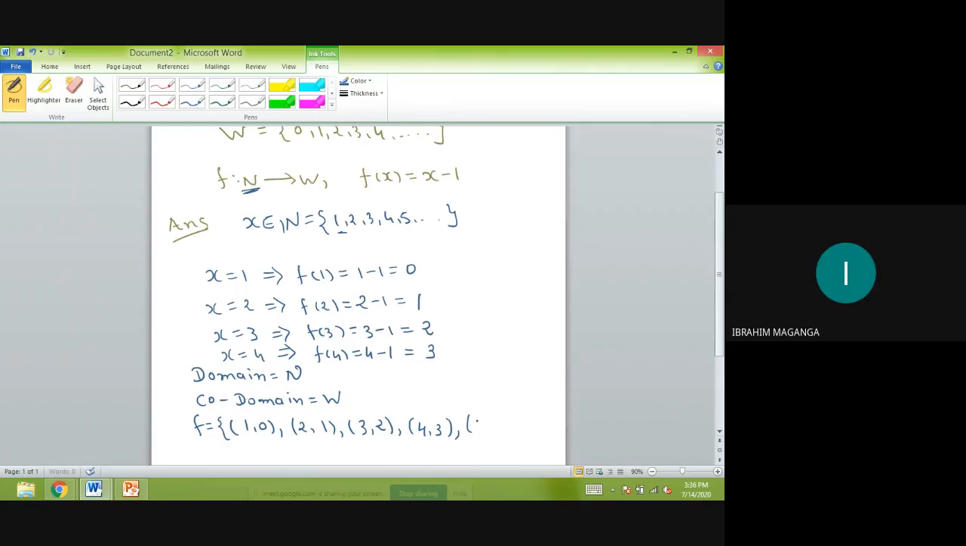The next will be 5 and 4. And the next one will be 6 and 5, one by one like this. So these are your ordered pairs. And the range is the second elements: 0, 1, 2, 3, 4 and so on.